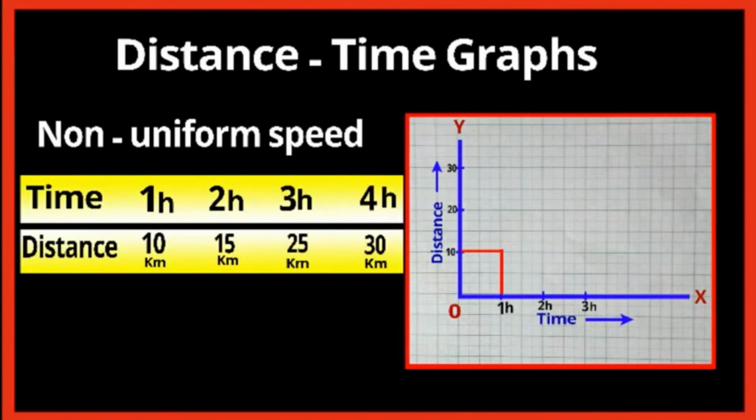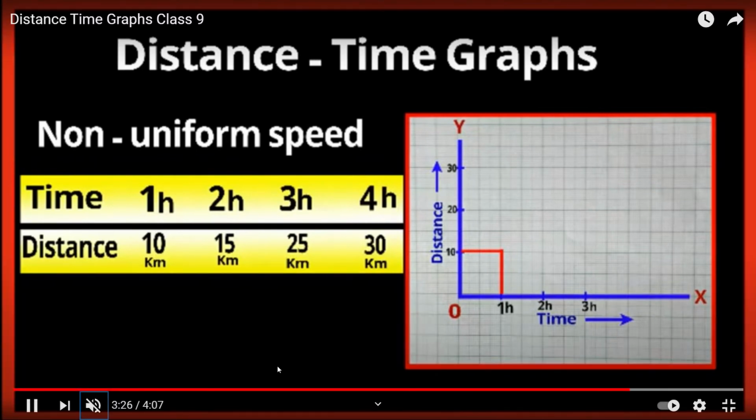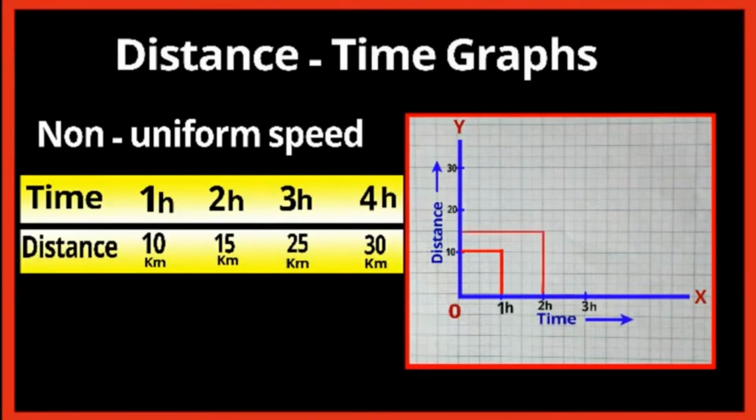So let us mark these points now. So you can see we are marking 1 and 10, then 2 and 15. Third point is 3 and 25. So that will be marked. And then we will be marking the last point.